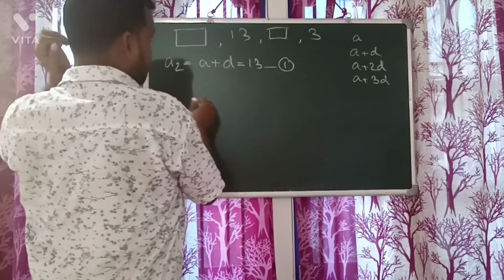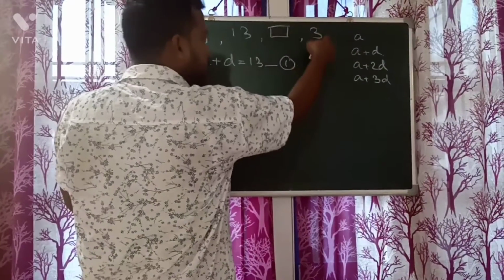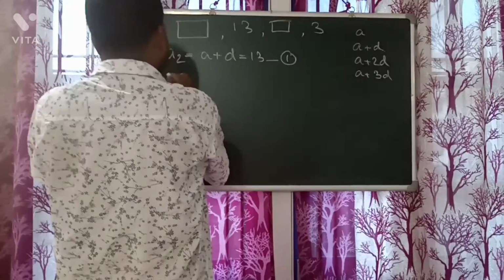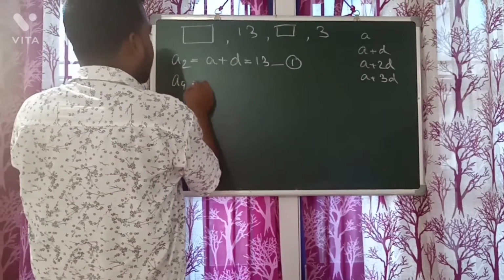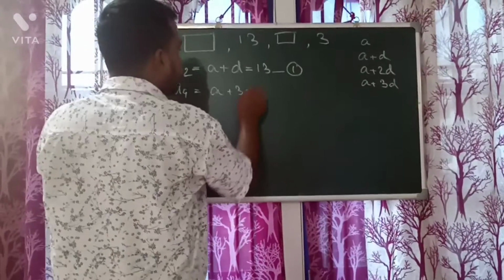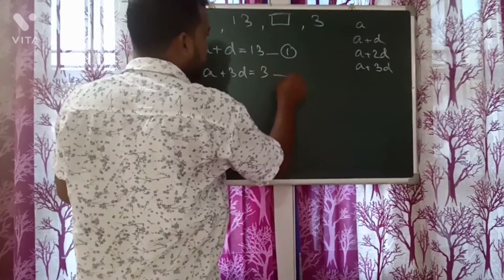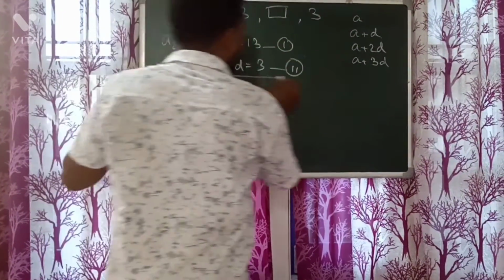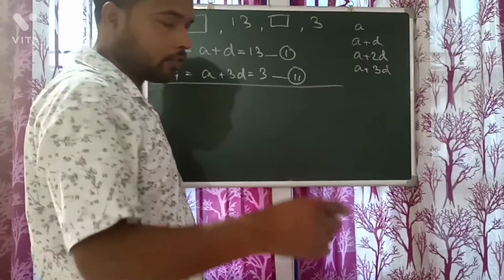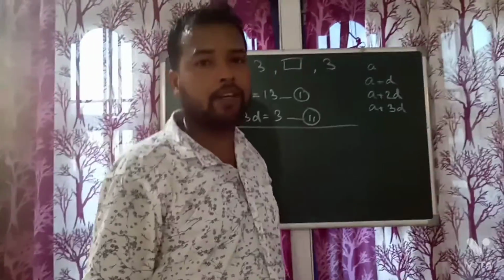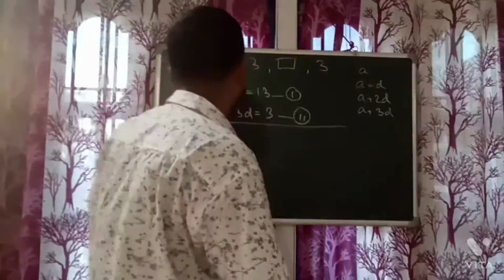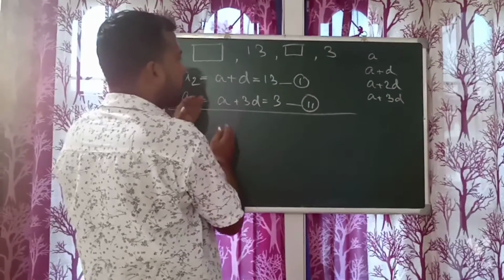Then the third term, and this one is the fourth term. Fourth term, that means A4, is equal to A plus 3D, which is equal to 3. This is equation number 2. In a previous lesson we did linear equations in two variables. By doing the elimination method we can solve it.